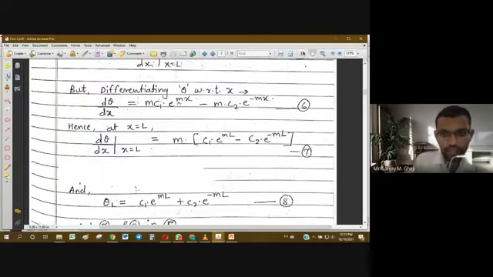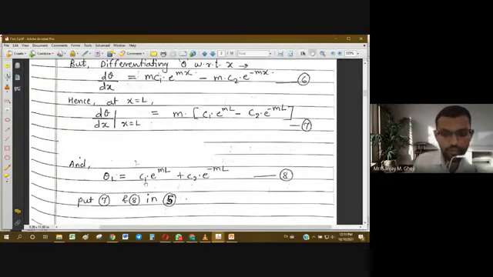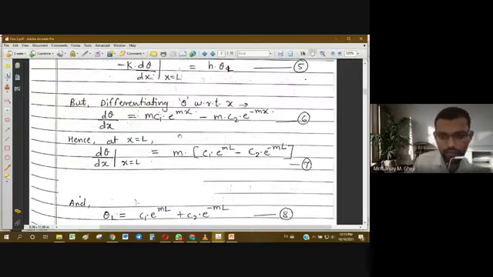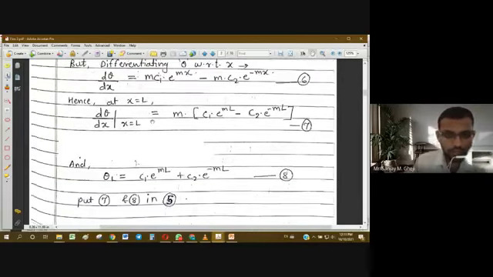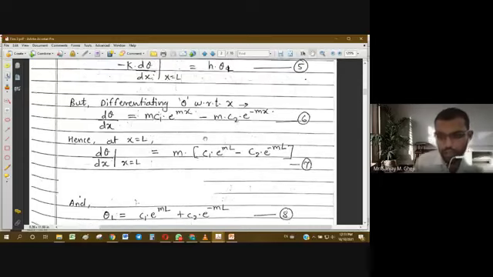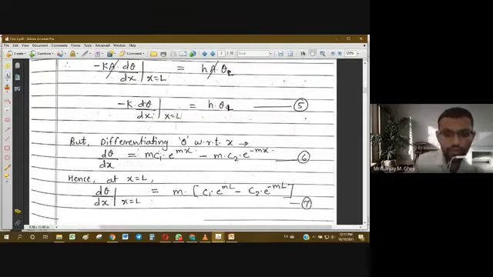Then theta L will be given by C1 e raised to mL. Again, we are taking this from the general equation of theta. So in place of x, we are putting L. So C1 e raised to mL plus C2 e raised to minus mL, equation number 8. Both these 7 and 8 will be substituted back into equation number 5. So this term is from equation 7 and this term is obtained from equation 8.